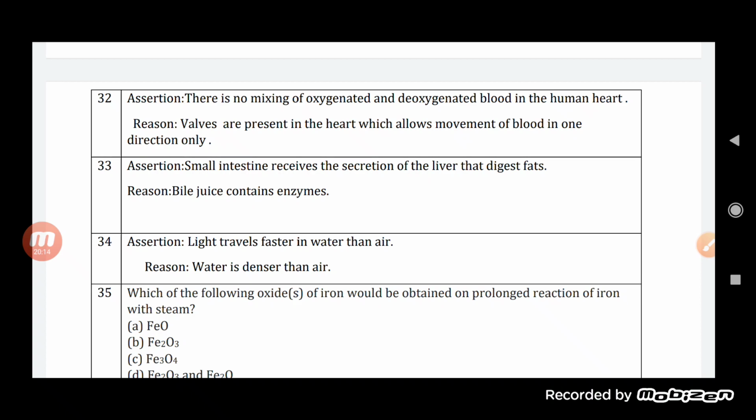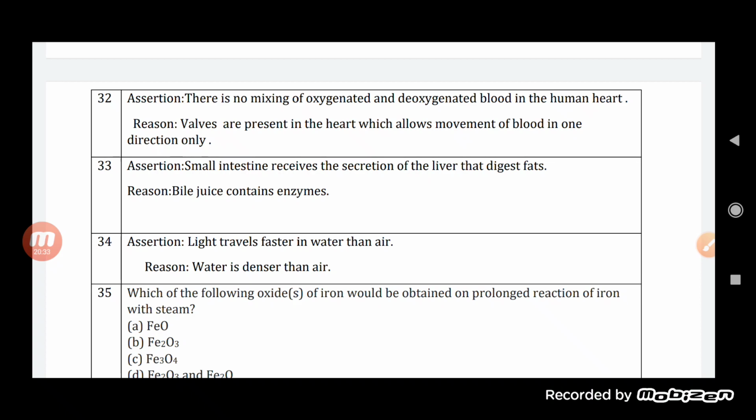But this is not the correct explanation of the assertion that there is no mixing between the oxygenated and deoxygenated blood in the human heart, because there is the septum present in it which does not allow the mixing of the oxygenated and deoxygenated blood in the heart.